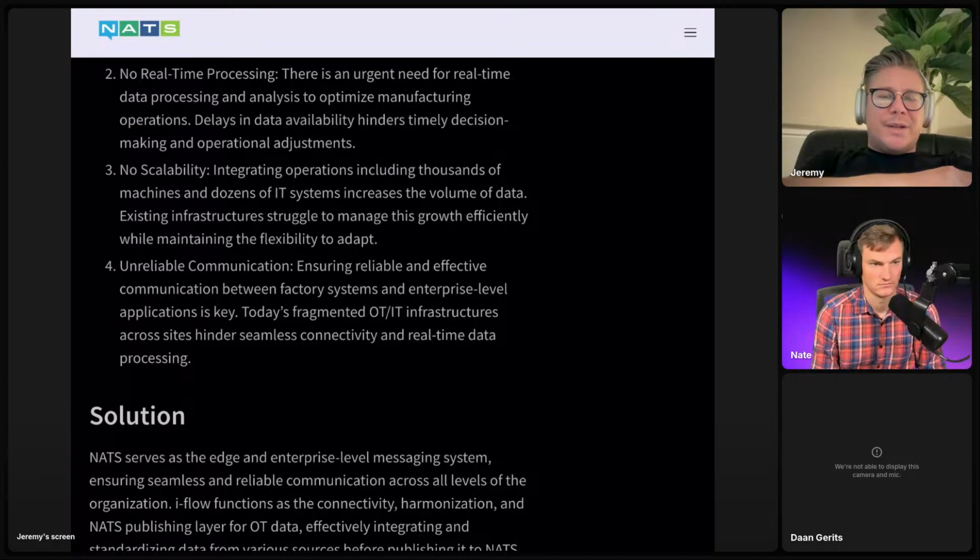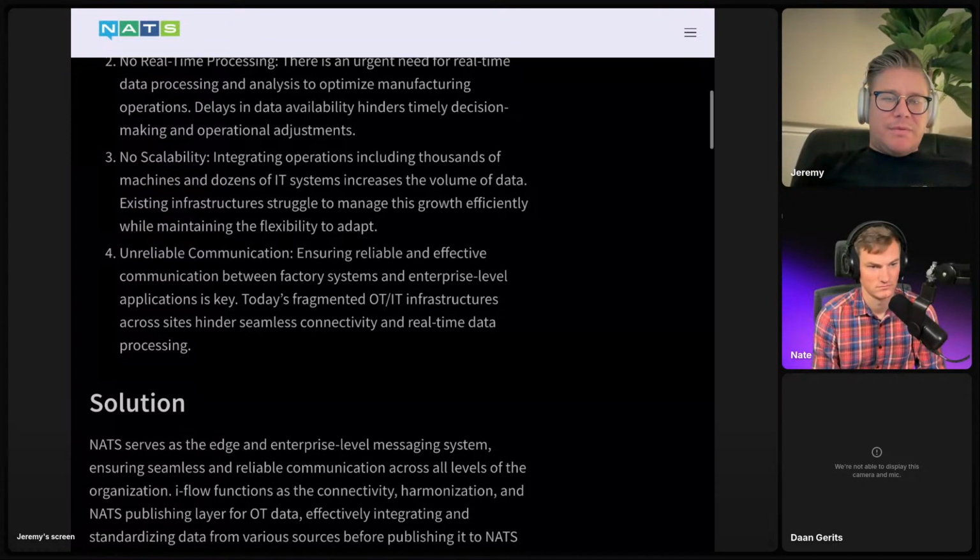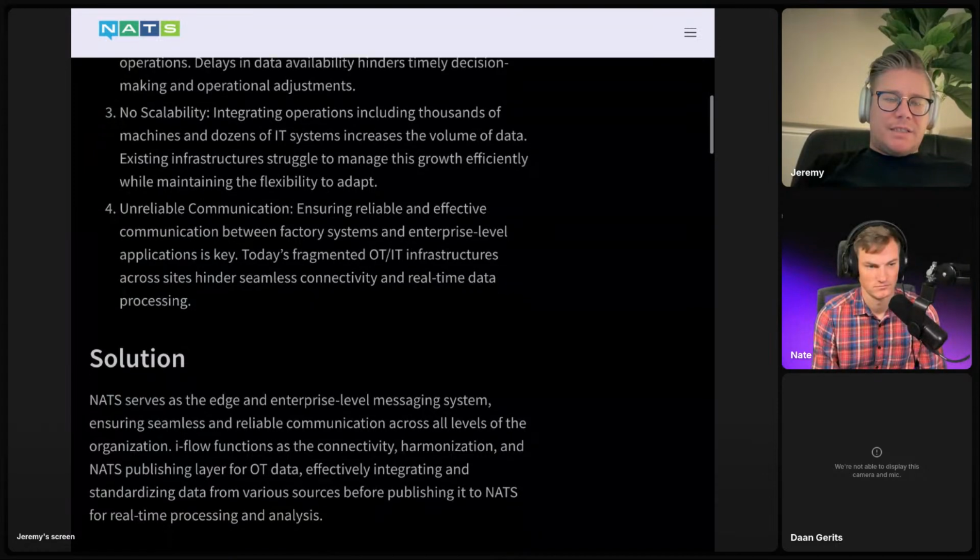Integrated no scalability. Integrating operations includes thousands of machines and dozens of IT systems, increasing the volume of data, which I know we also just chatted about. Existing infrastructure struggles to manage this growth efficiently while maintaining the flexibility to adapt. Yep, this is something we've seen a lot of. And then lastly, unreliable communication. Ensuring reliable and effective communication between factory systems and enterprise applications is key.